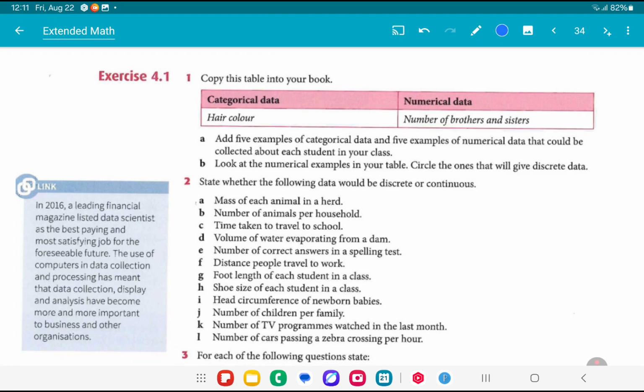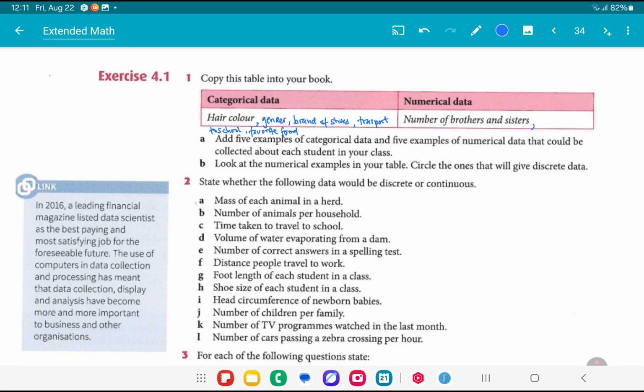For question A, for categorical data, we can write down, for example, hair color and maybe gender. Next, brand of shoes, and then transport to school, maybe favorite food. 1, 2, 3, 4, and 5.